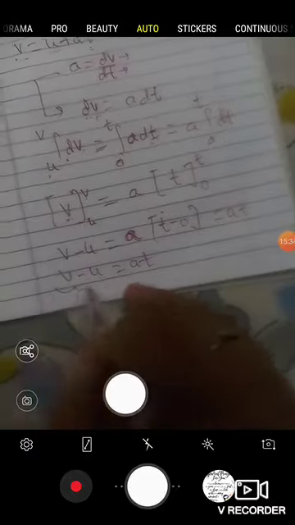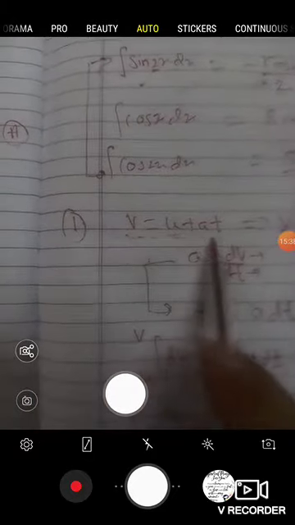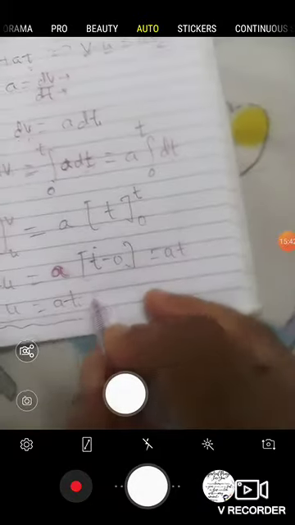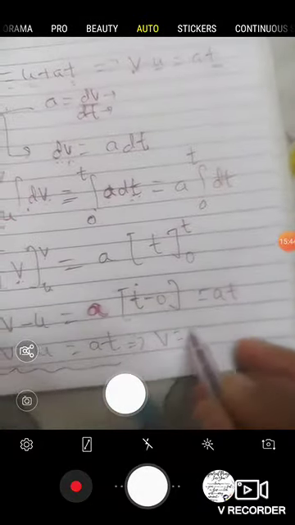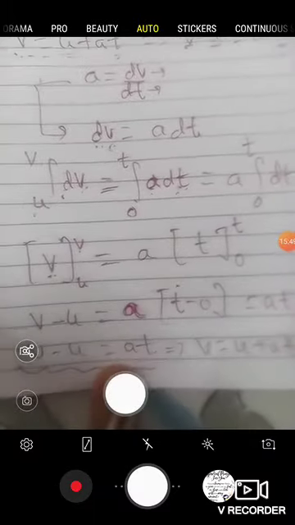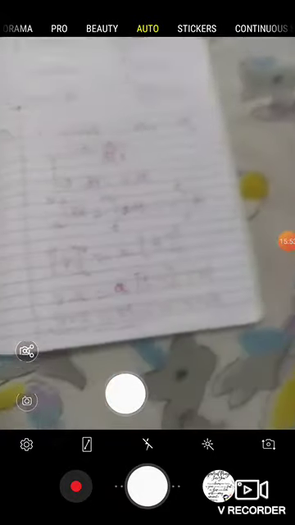I hope you are clear now. We have derived the same equation which you got: v is equal to u plus at. v minus u is equal to at, or you can write it like this, which implies v is equal to u plus at also. I think this is clear to you now. So this is the use of integration as well as differentiation. Now I will move to the next derivation of the equations of motion.